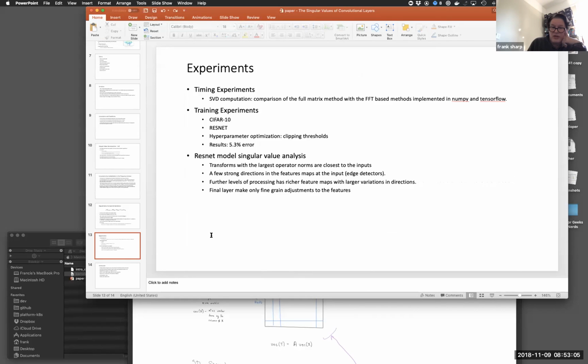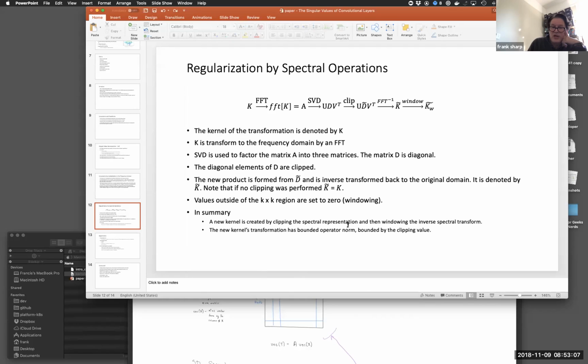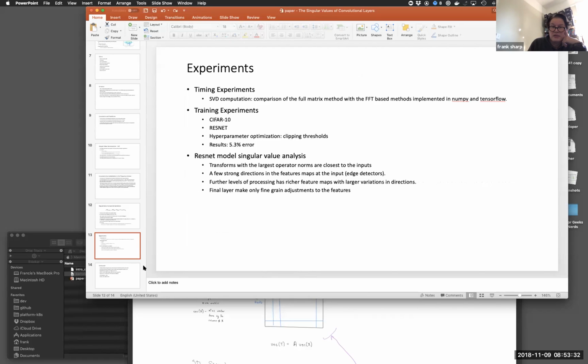So in summary, a new kernel is created by clipping the spectral representation and then windowing the inverse spectral transform. The new kernel's transform is a bounded operator norm, and it's bounded by these clipping values. So that's the heart of our regularization, which is employed in our training.